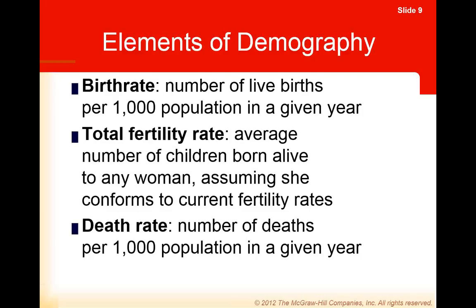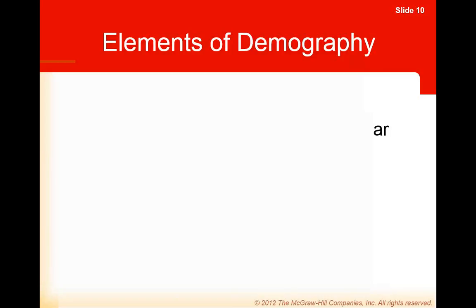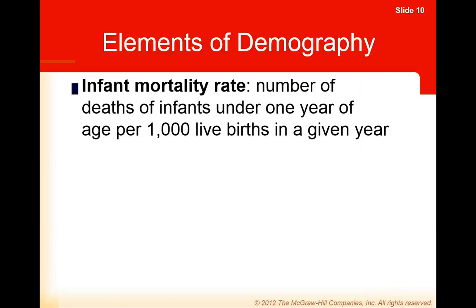So death rate, again, crude death rate is another term for that, the number of deaths per 1,000 people in the population. And then mortality overall is the number of people who have died in a particular population. And then you've got infant mortality rate. And I said this is the number of deaths of infants, infant being defined as between 0 and 12 months of age. So infants under a year of age per 1,000 live births in a given year.